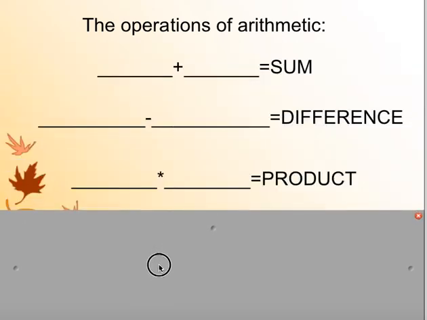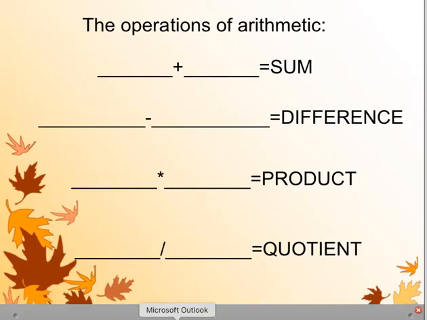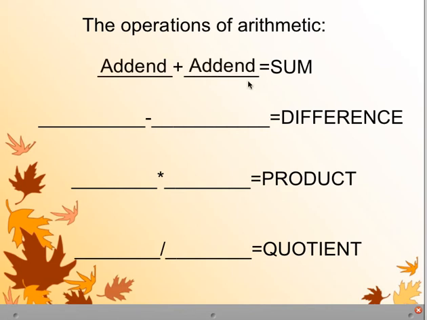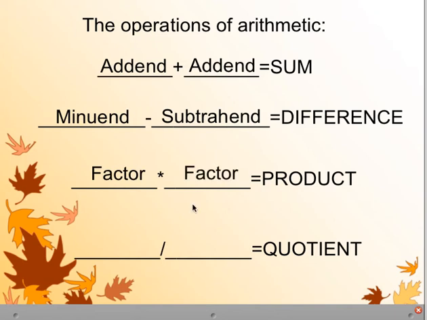All right, when we look at our different types of operations with addition, subtraction, multiplication, division, each of these has different names related to it. If we're looking at our sum, that means that we have an addend and an addend added together. With a difference, we have a minuend minus a subtrahend. Product, we have a factor times a factor. Quotient, we call this a dividend divided by a divisor.